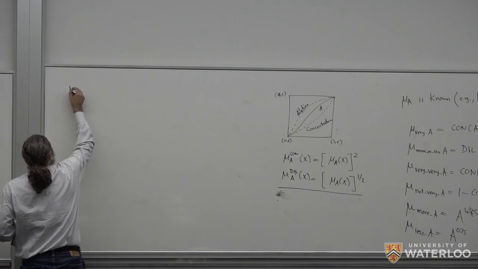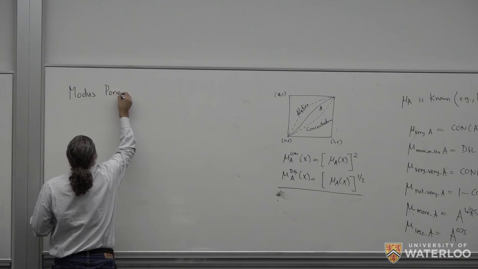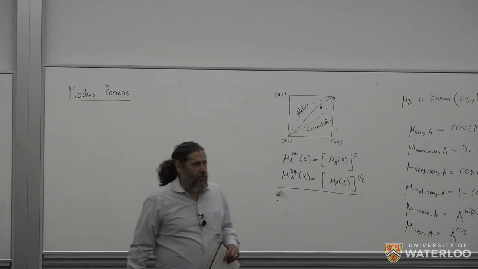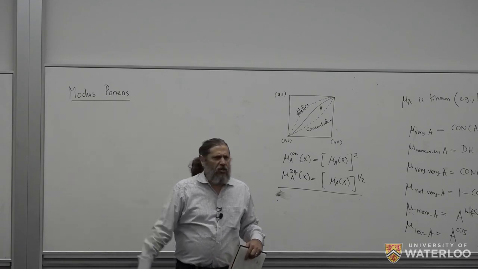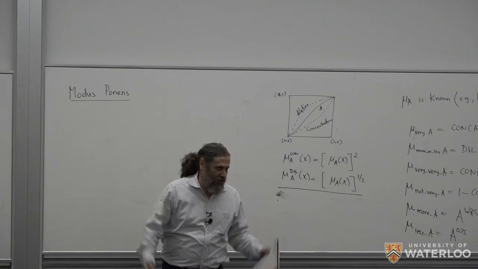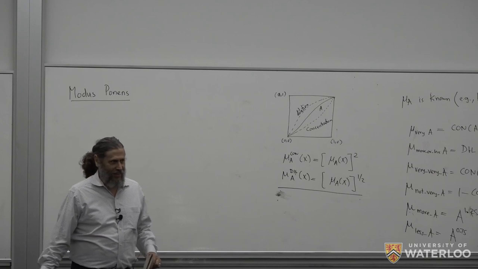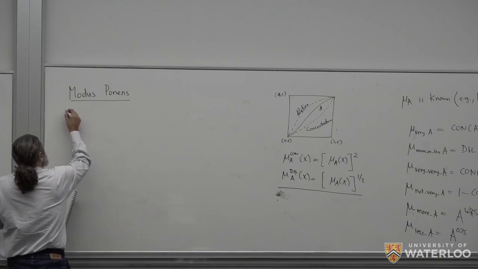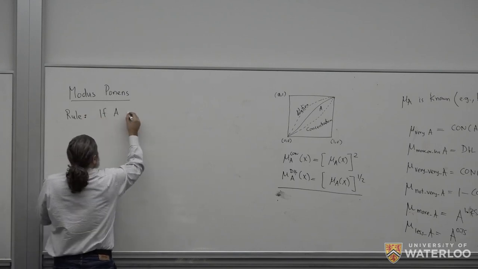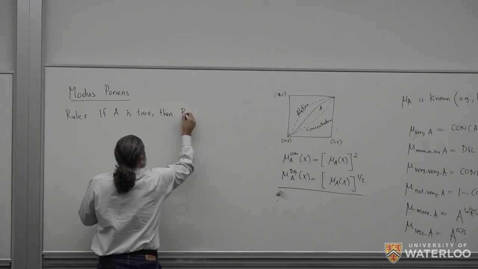So going back to the roots, modus ponens, now we want to get serious. For almost 2,000 years, we didn't have anything but modus ponens. There was no AI, there was no SVM, there was no deep, there was no shallow, it was just modus ponens. So you have a rule, and you say if A is true, then B is true.